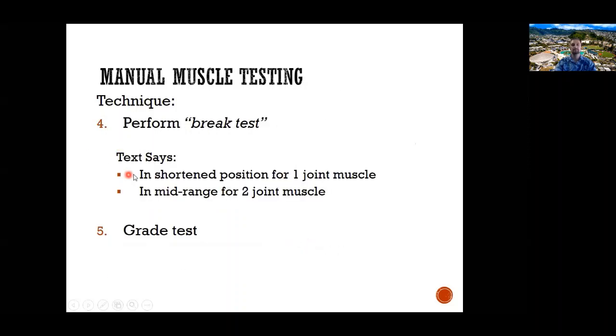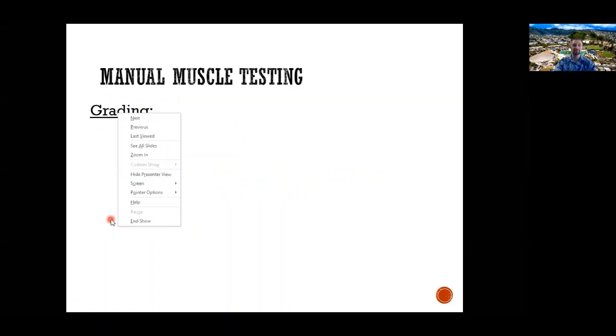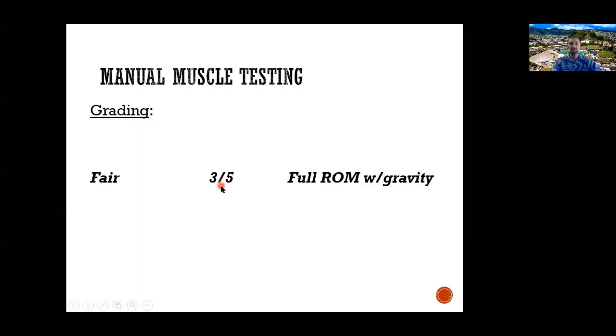Okay, this is kind of where I left off. We did the break test in the mid-range, and then we'll do a grading. So here's a grading I was kind of talking about. If you've already done your active range of motion, remember, if I'm just standing here and doing elbow flexion up and down, there's resistance that comes in the form of gravity, right? So with active range of motion, the resistance is 9.8 meters per second squared, the acceleration due to gravity.